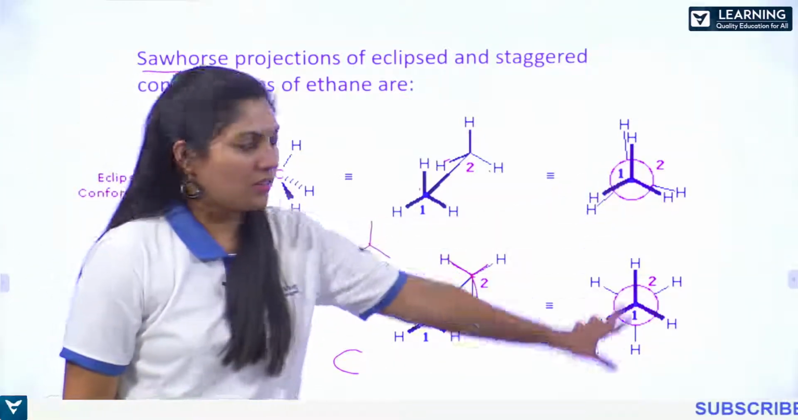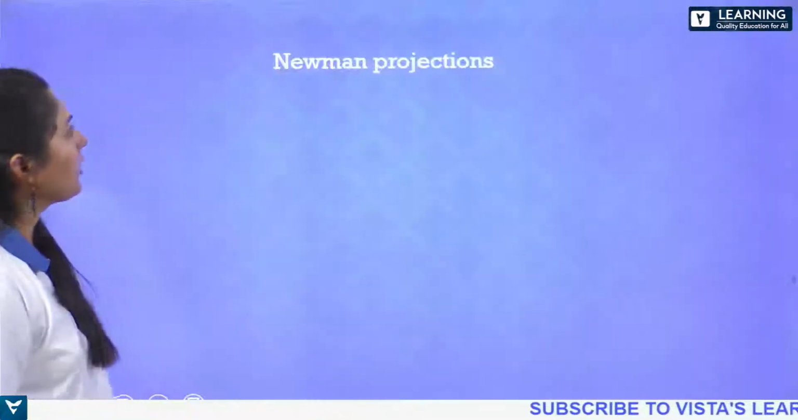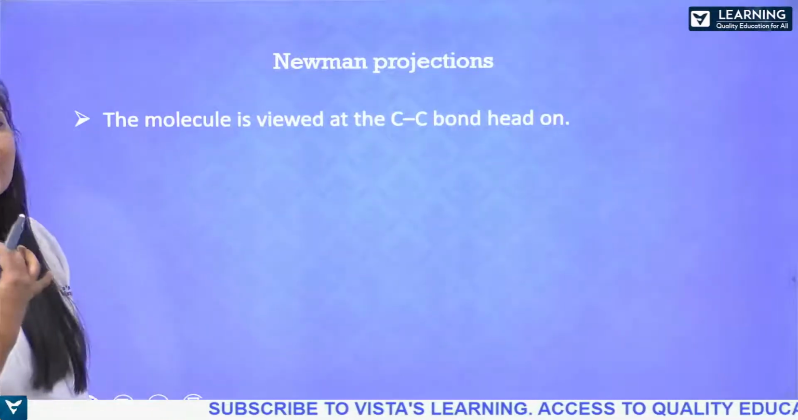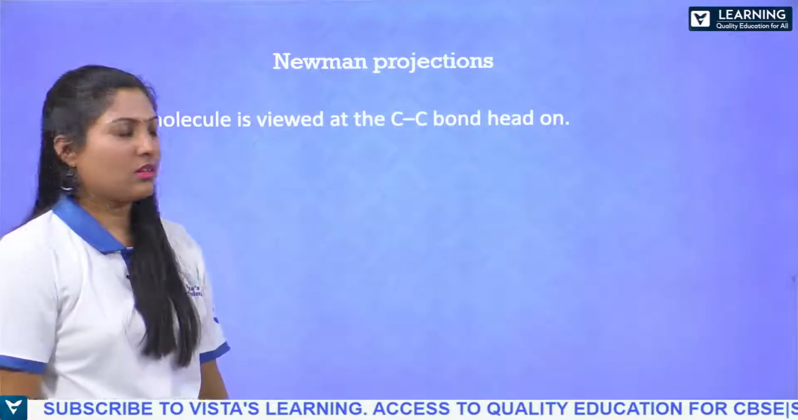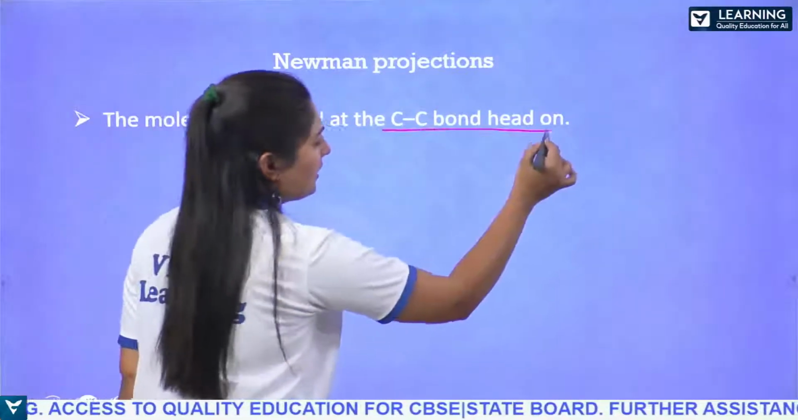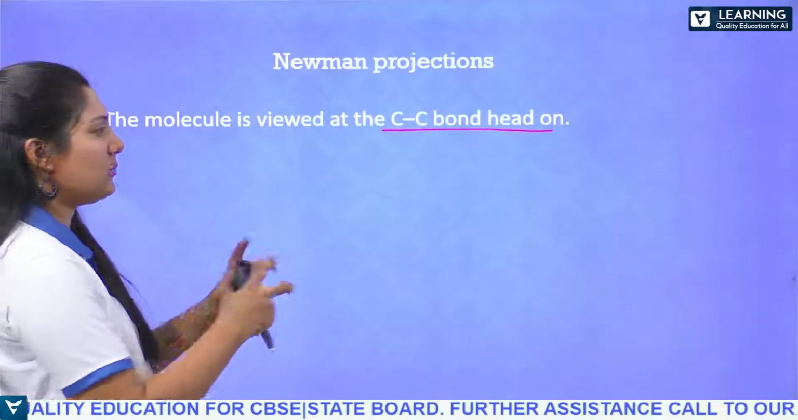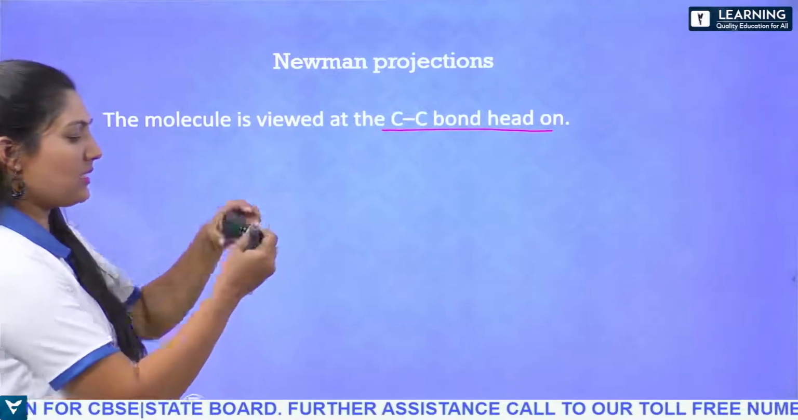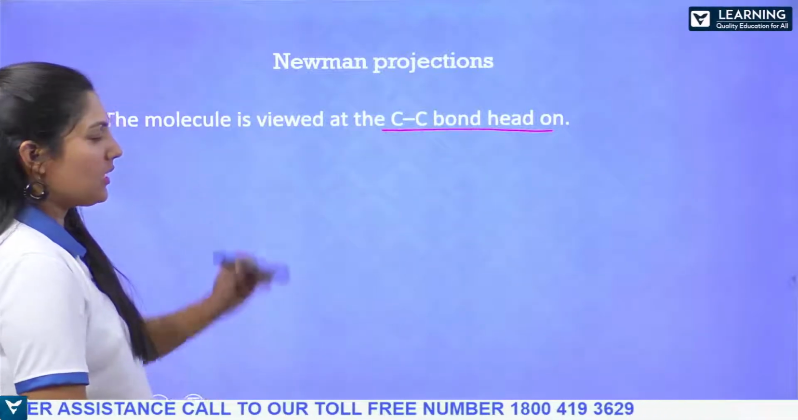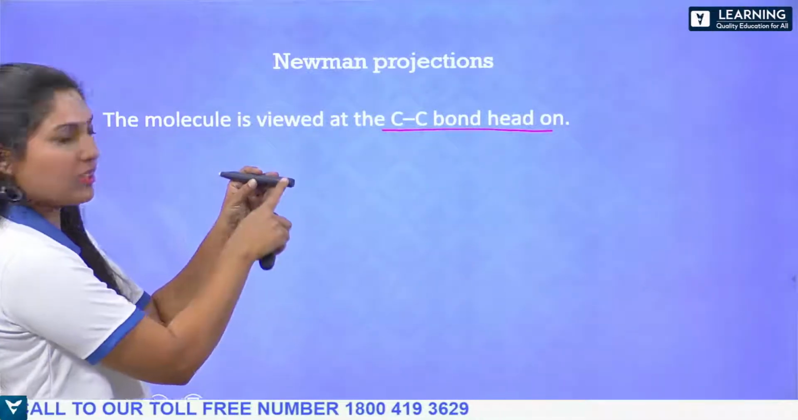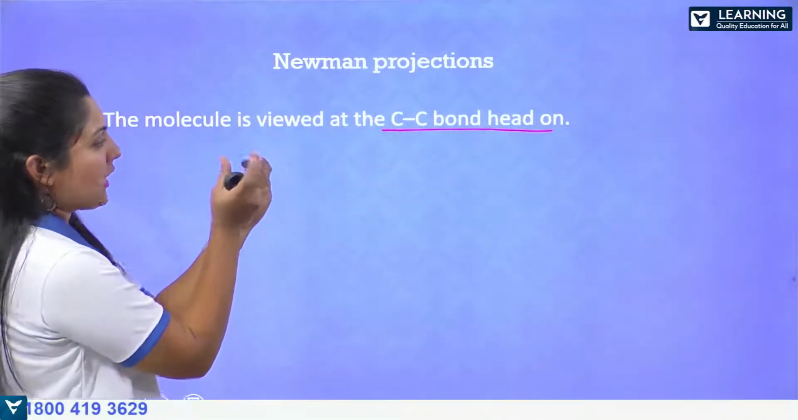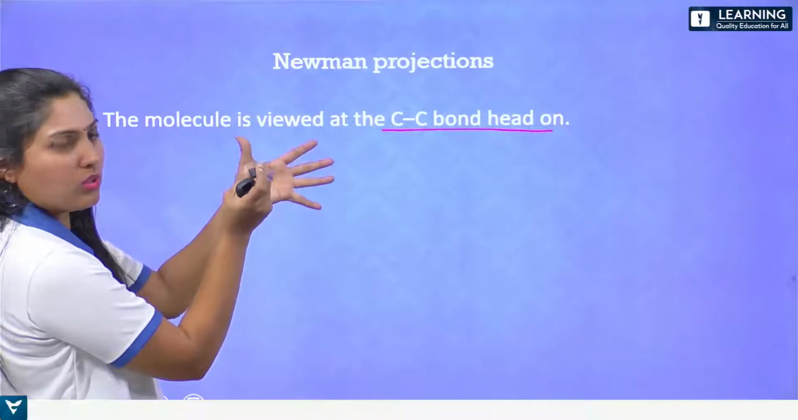This is the Newman's, we will speak about that. So Newman projections. How does Newman give his projection? The molecule is viewed at the carbon-carbon bond head-on. That means if the bond is like this, now we see the molecule in this way. So one carbon atom, and behind it one more carbon atom. Newman saw this like this.